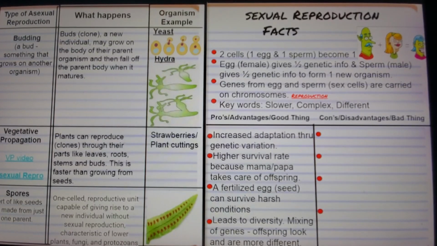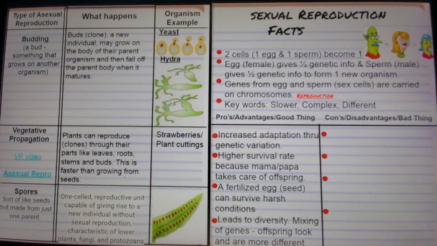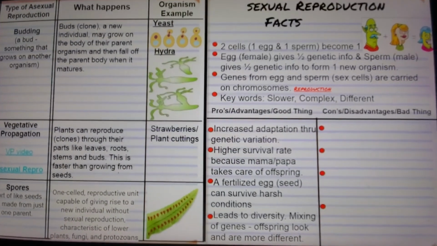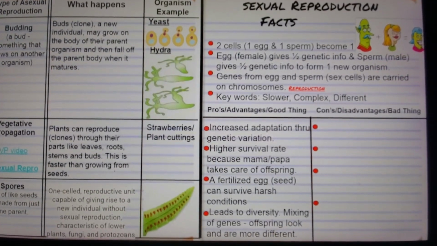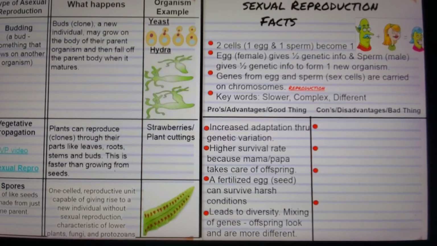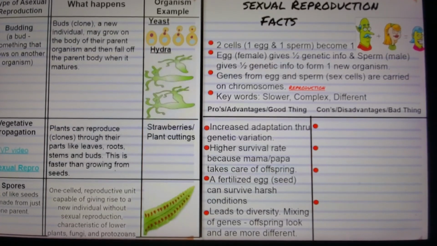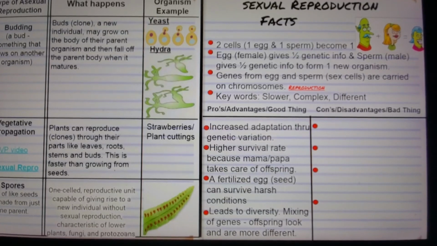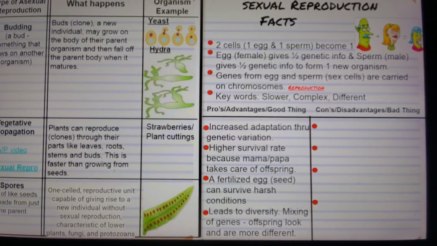And again, tying back to the first bullet, this leads to diversity, mixing of genes, and the offspring not only look different, but they are different from the parent. Those are all good things: the genes are all mixed and you get unique organisms, so there's a better chance that they're going to survive. Not like the yeast, which breaks off and then it's like, good luck, I hope you survive.